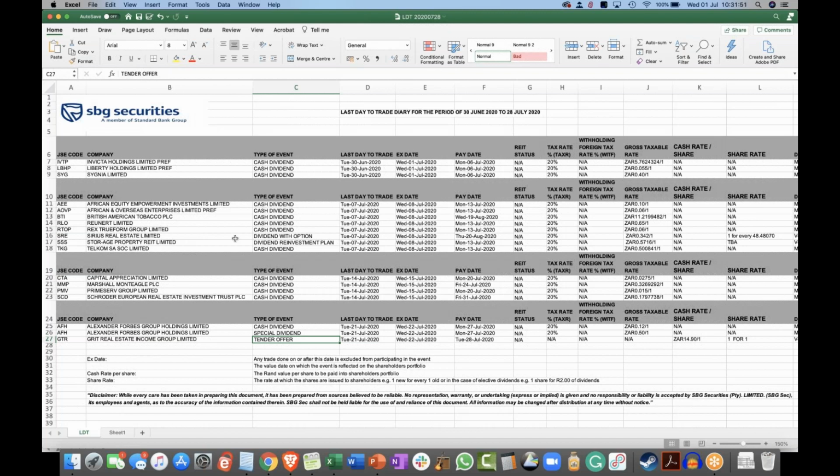You will also get, for example, the Grit Real Estate is doing a tender offer, which is closing 21 July, which current shareholders can take part in. It would include, for example, the unbundlings that we saw just recently from the RMH, etc., unbundling the first round. So that would have been included in here as well.